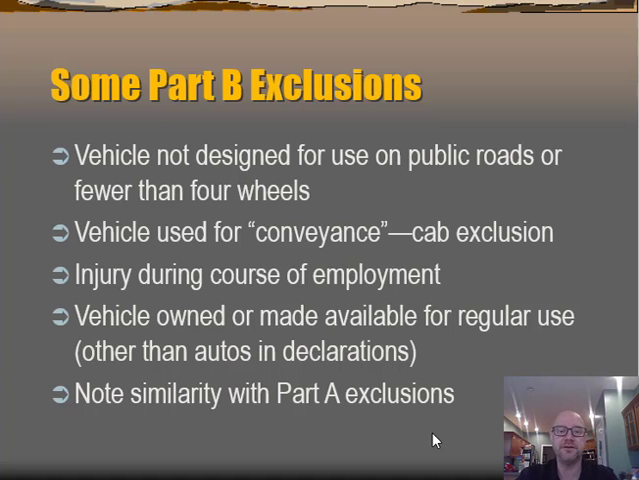Okay, last time we finished off with these Part B exclusions. The last thing that shows up in the slides for Part B is actually something I think you can ignore. Let me explain why I say that.